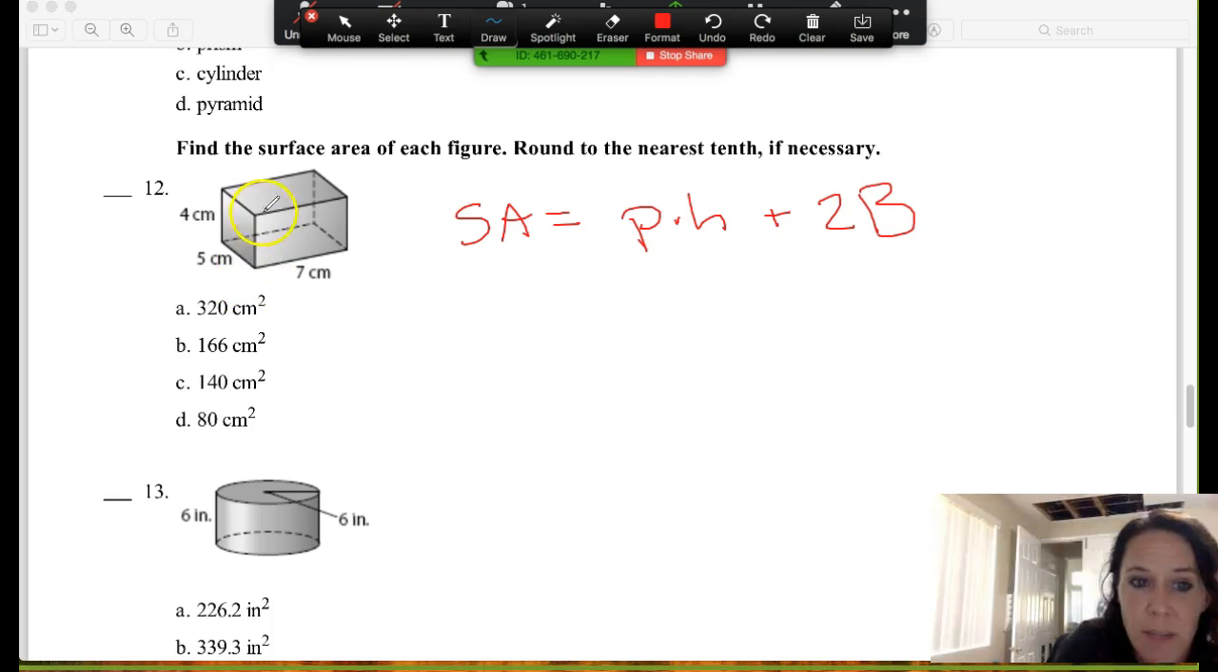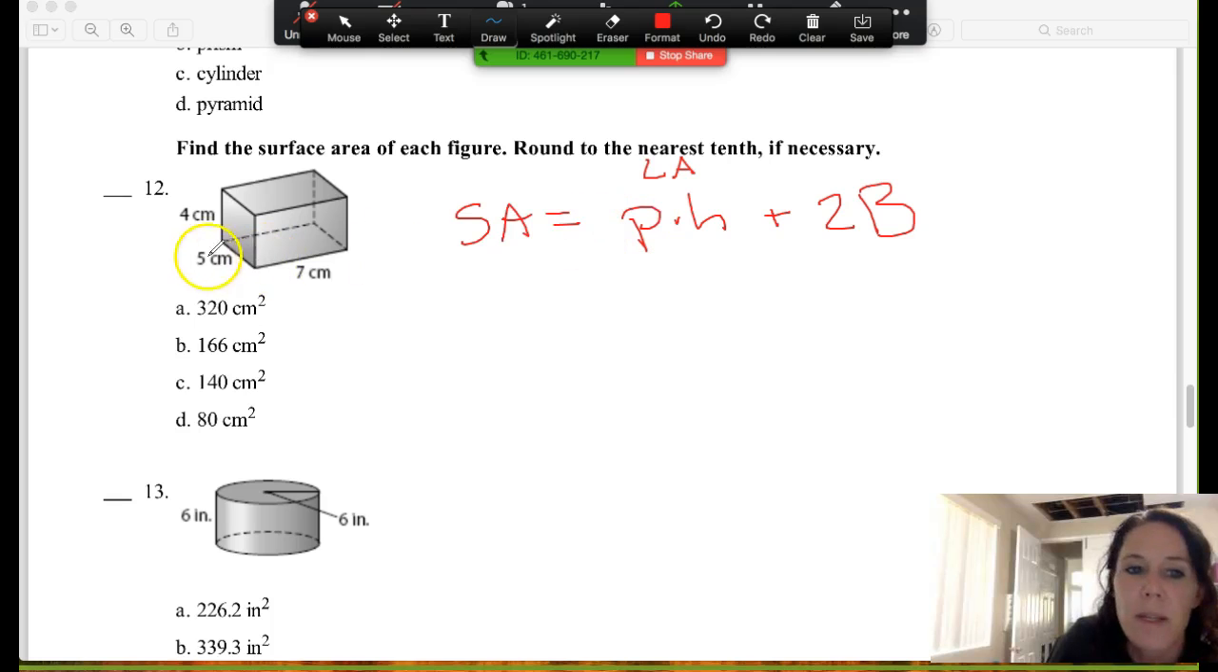This base of 5 times the height of 4. Well, I could just add all of these bases up and do the perimeter of the base times 4 once. That just makes it easier. This is the lateral area, okay? The perimeter of the base times the height. And then I have to do the top and the bottom, which is 2 area of the bases.